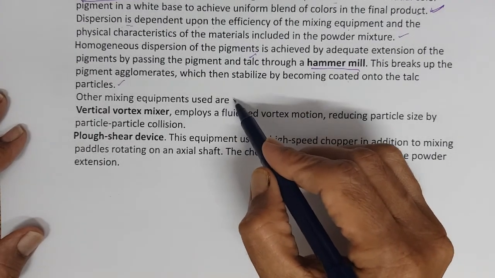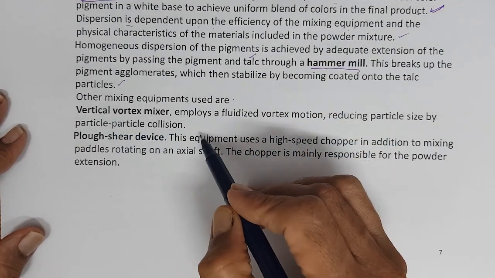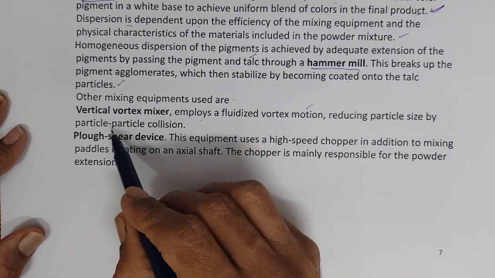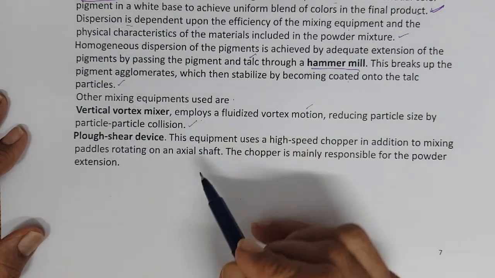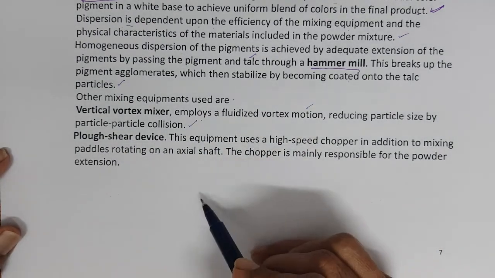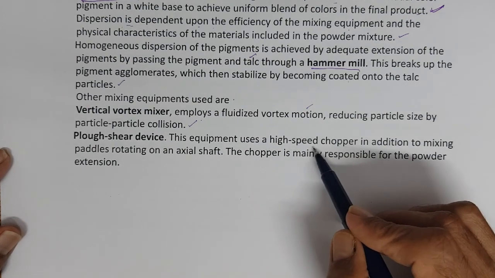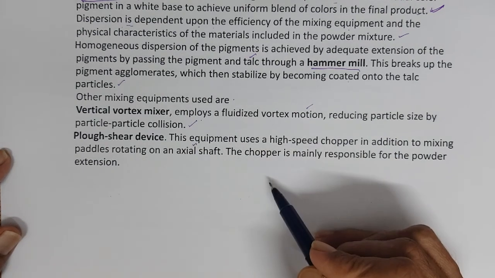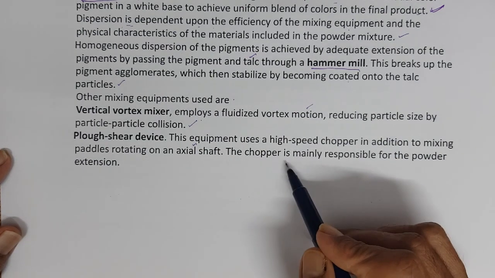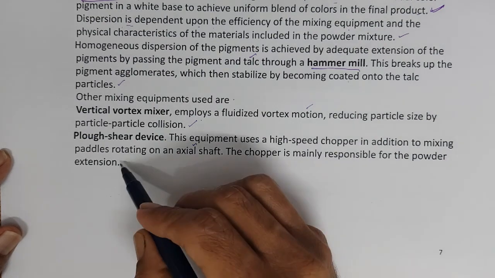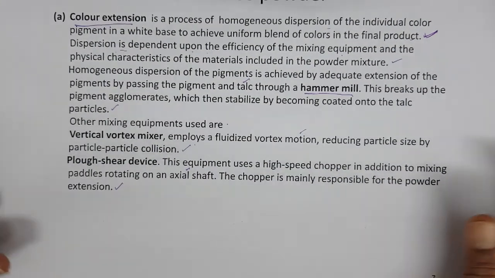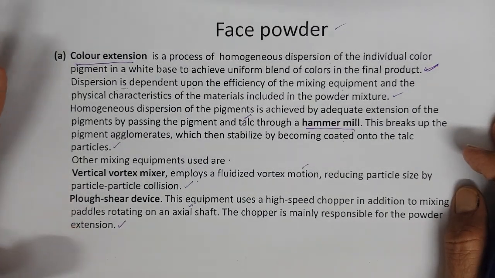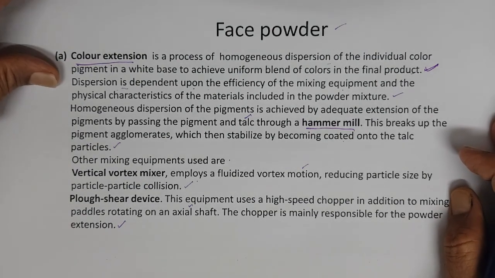Other types of mixing equipment used are the vertical vortex mixer, which employs a fluidized vortex motion, reducing particle size by particle-particle collision. Then the plow shear device. This equipment uses a high-speed chopper in addition to mixing paddles rotating on an axial shaft. The chopper is mainly responsible for the powder extension. So color extension is a very, very important part of the face powder.